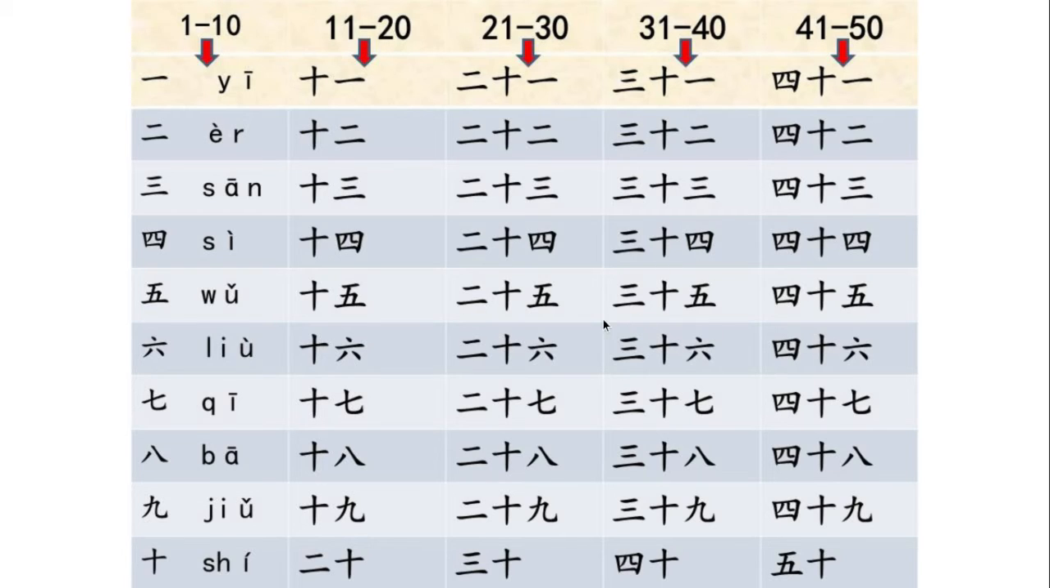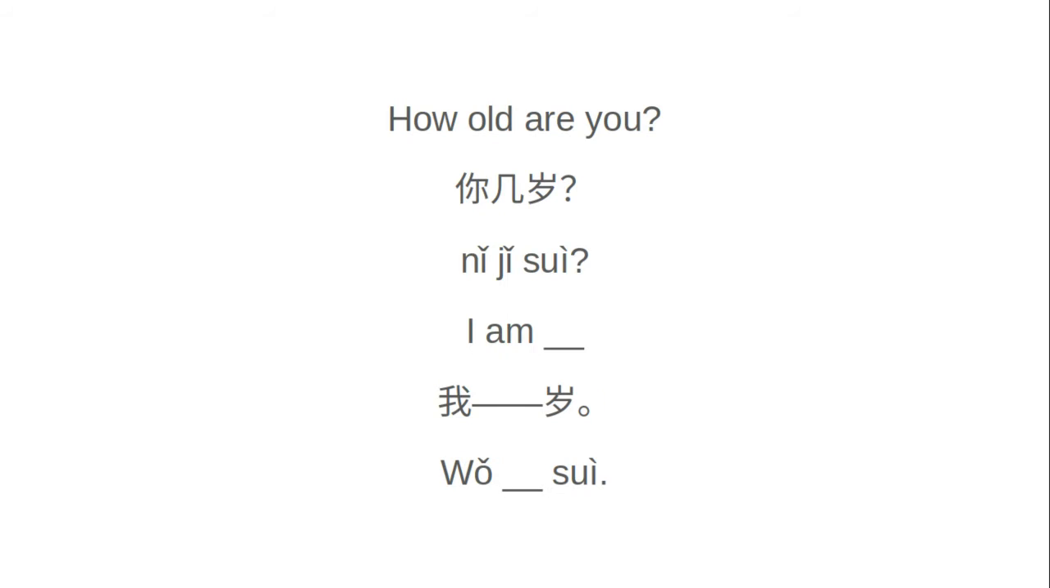26, finding it on the chart, is 20, liu. So if I want to say I am 26, I say 我26岁, and I'm 26 years old.